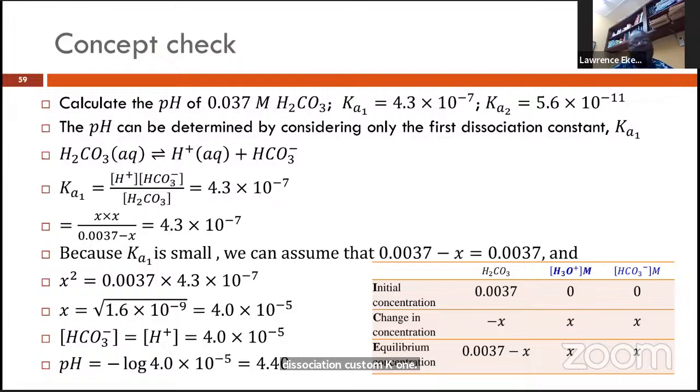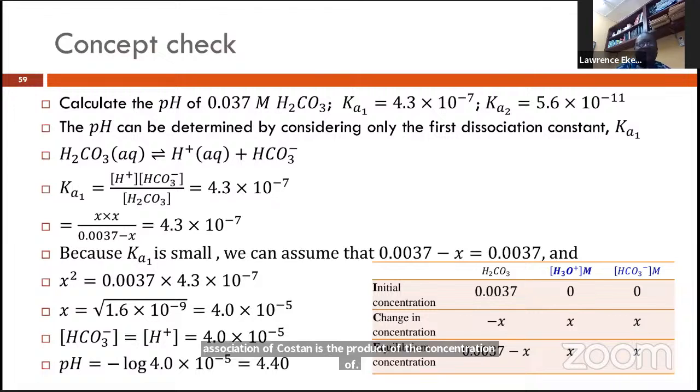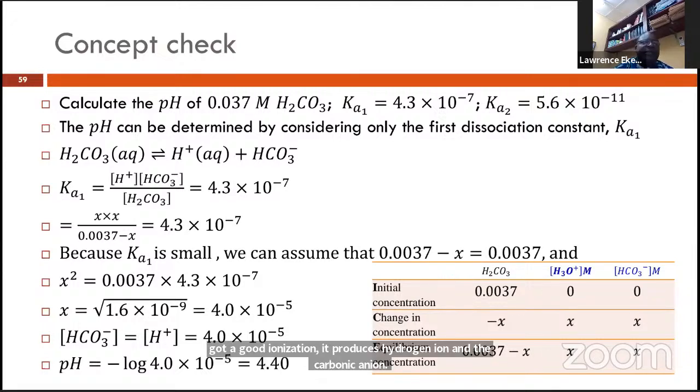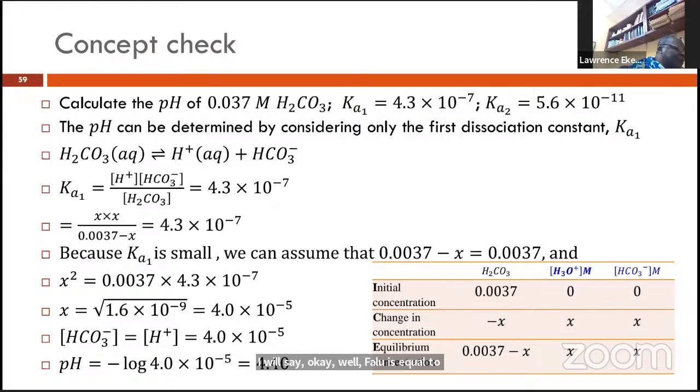And you know the formula of dissociation constant. Dissociation constant is the product of the concentrations of the ions in water when the acid undergoes ionization over the concentration of the acid itself. If you look at the formula before us, Ka1 is equal to the concentration of the hydrogen ion and the carbonic anion. If you look at that equation, the carbonic acid, when it undergoes ionization, produces hydrogen ion and the carbonic anion. And so the K value will be the concentration of the ions, the products, over the concentration of the reactants. And we said that the K1 value is equal to 4.3 times 10 raised to power minus 7.